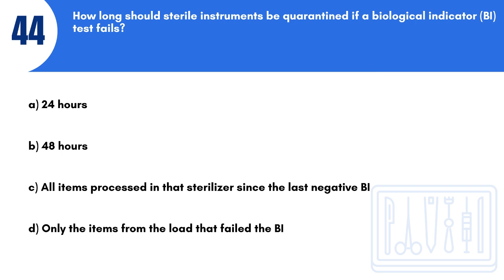Question 44. How long should sterile instruments be quarantined if a biological indicator, BI, test fails? A. 24 hours. B. 48 hours. C. All items processed in that sterilizer since the last negative BI. D. Only the items from the load that failed the BI.